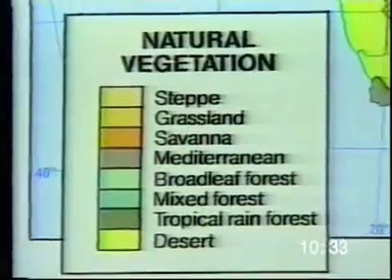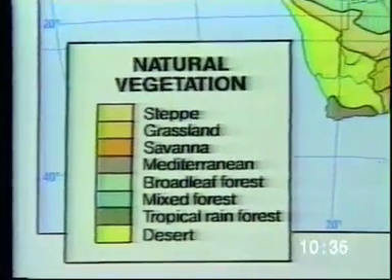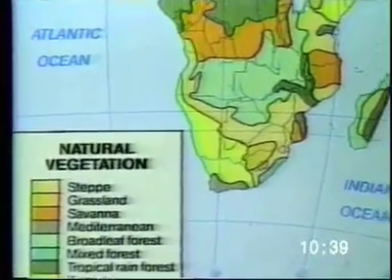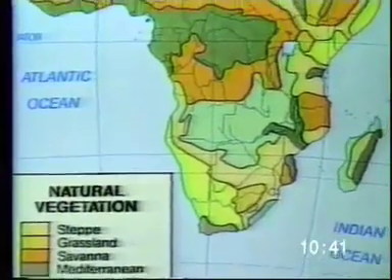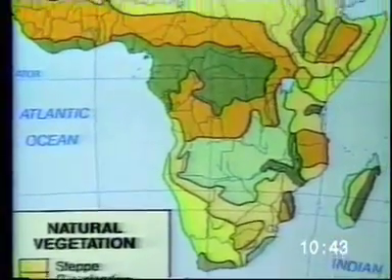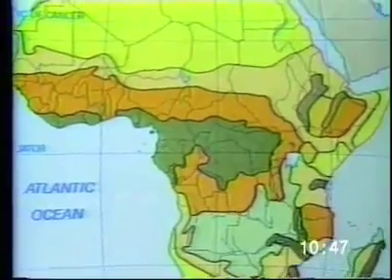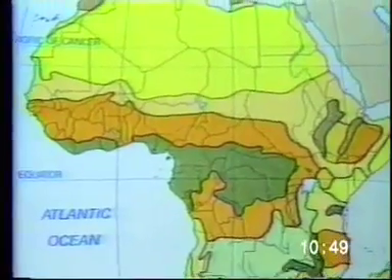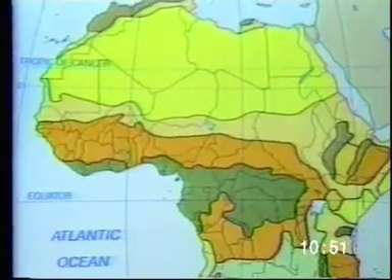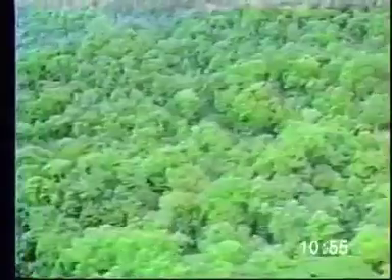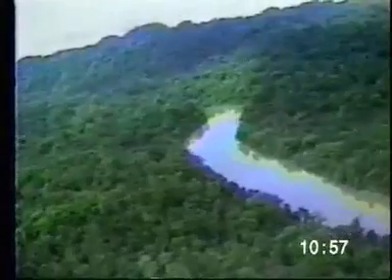Vegetation maps show the natural vegetation of a region. Natural vegetation refers to the types of plants that exist or existed in an area before being changed by man, through farming or other modifications to the environment. Various types of natural vegetation include grasslands or savannas, steppes, broadleaf forest, tropical rainforest, and desert.